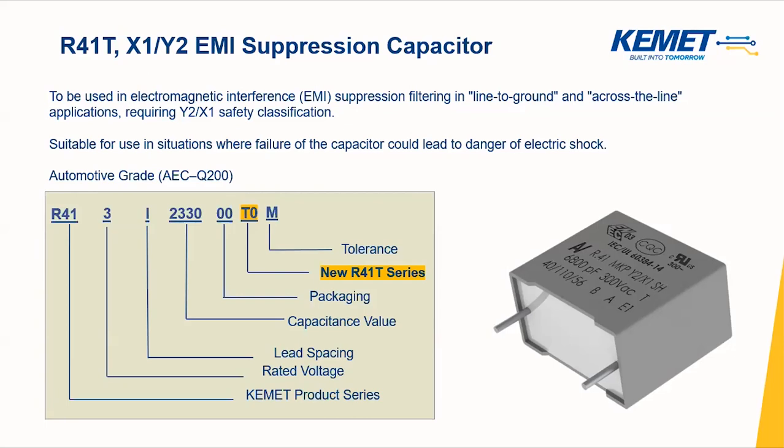The capacitor is also meant for higher temperature applications up to 125 degrees centigrade and can be easily recognized from the part numbering by noticing the T0 character in the second last digit of the part numbering, which is also highlighted here. So this T0 represents that this capacitor is a higher temperature capacitor. Because we also have another R41 series, which is only up to 110 degrees centigrade.